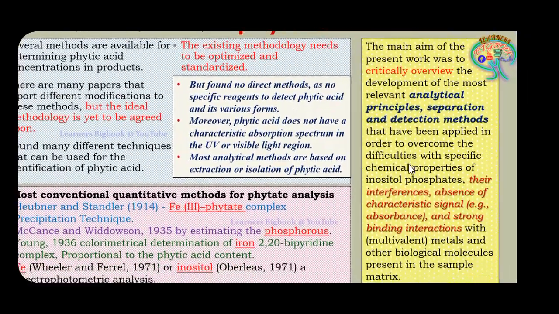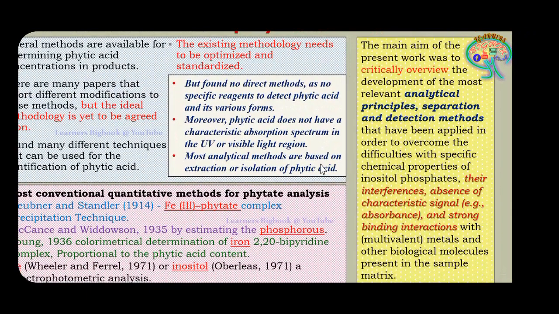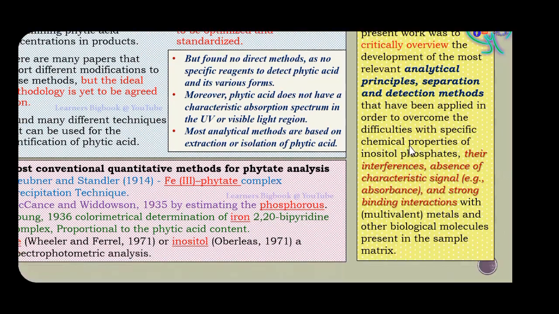Now further, when you consider the critical overview of the experiments which the paper has presented till now, there should be a development of the most relevant analytical principle, and suppression and detection methods should be applied, and there should be an overcoming of the difficulties with the specific chemical properties of inositol phosphates. Those chemical properties are interferences, absence of characteristic signals, that is the absorbance, and strong binding interactions.